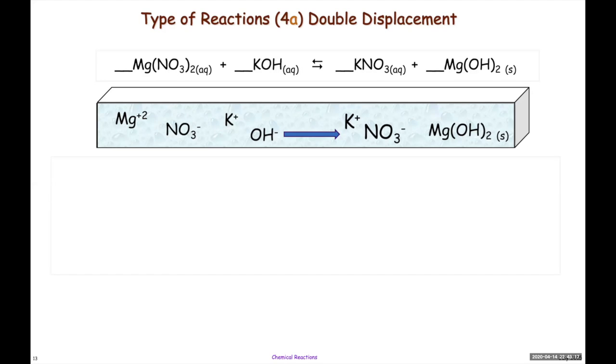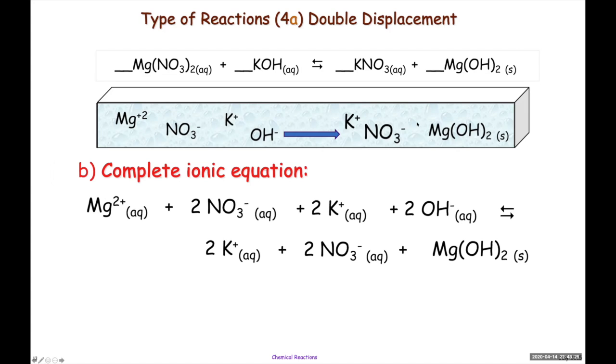Anything that is not an ion is indicated as a solid. So the top here is your molecular equation. The bottom here is your complete ionic equation. Now, if you look at these two in the reactant and the product, they're identical in formula and in quantity. These are called spectator ions.